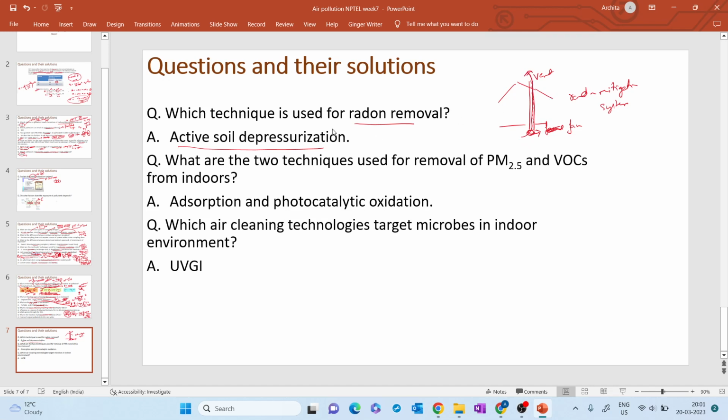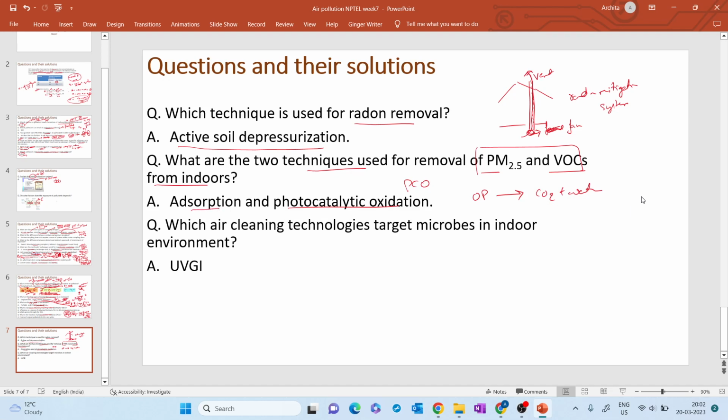Next are the techniques used to remove PM 2.5 and VOCs from indoor air. We studied these earlier. One is photocatalytic oxidation, or PCO, where organic pollutants, with the help of the titanium oxide sheet and UV lamp, generate CO2 and water and are expelled from the household. Another is adsorption.